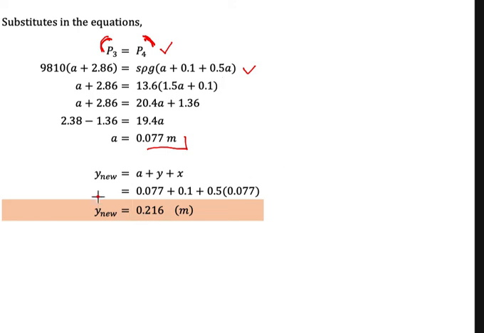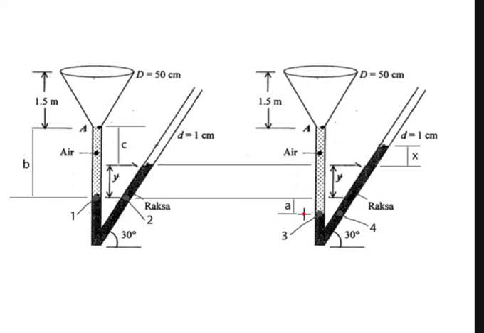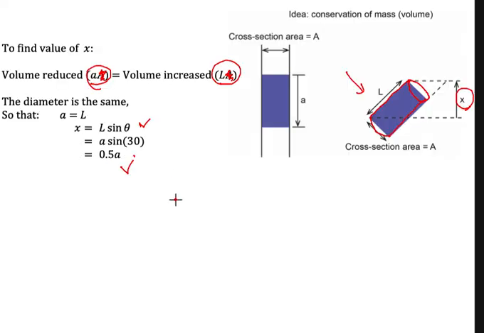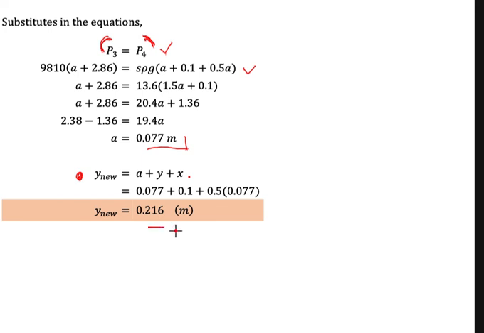Then the new value of y here consists of A plus y plus x. So we write A plus y plus x, and x here is equal to 0.5 A. So we could calculate the value of y new here, which is 0.216 meter.